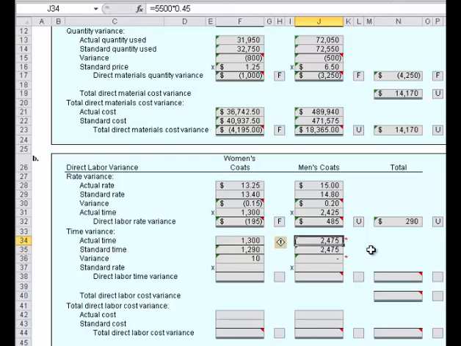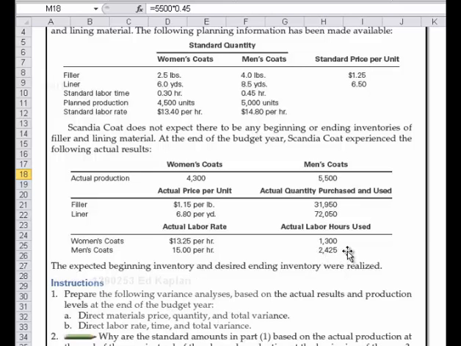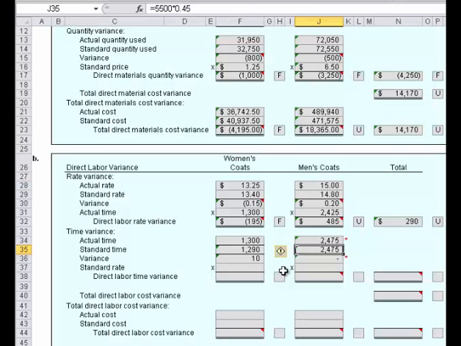We're using it times the actual quantity they made. I'm sorry, that should be 2425. Hang on one second here. The 2425 goes in the actual hours used, so let me just put that in there. And then what happens is you have a 50 hour favorable variance. Now we multiply times the standard rates, 13.40 and 14.80, and we do our little multiplication. I'm going to copy from right above here.